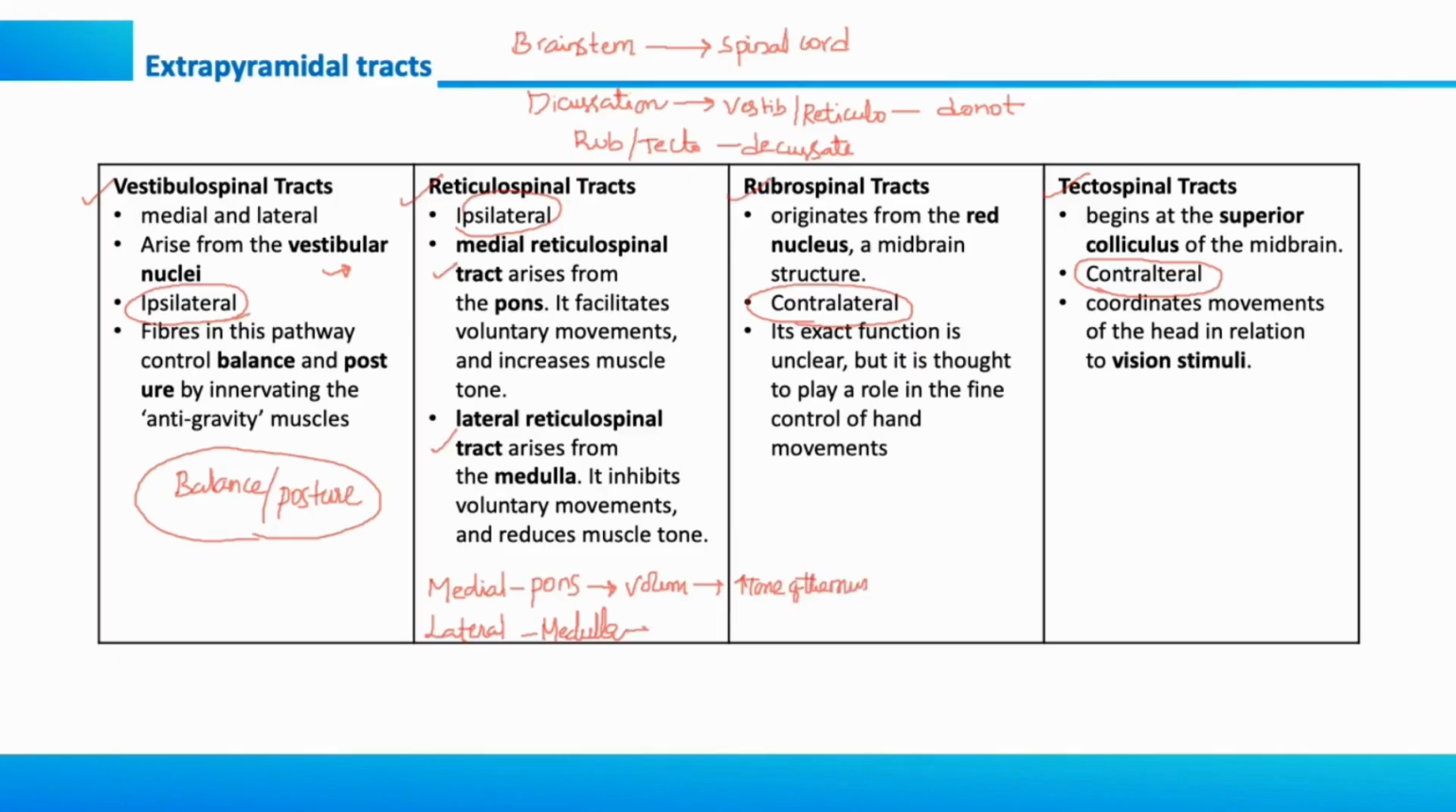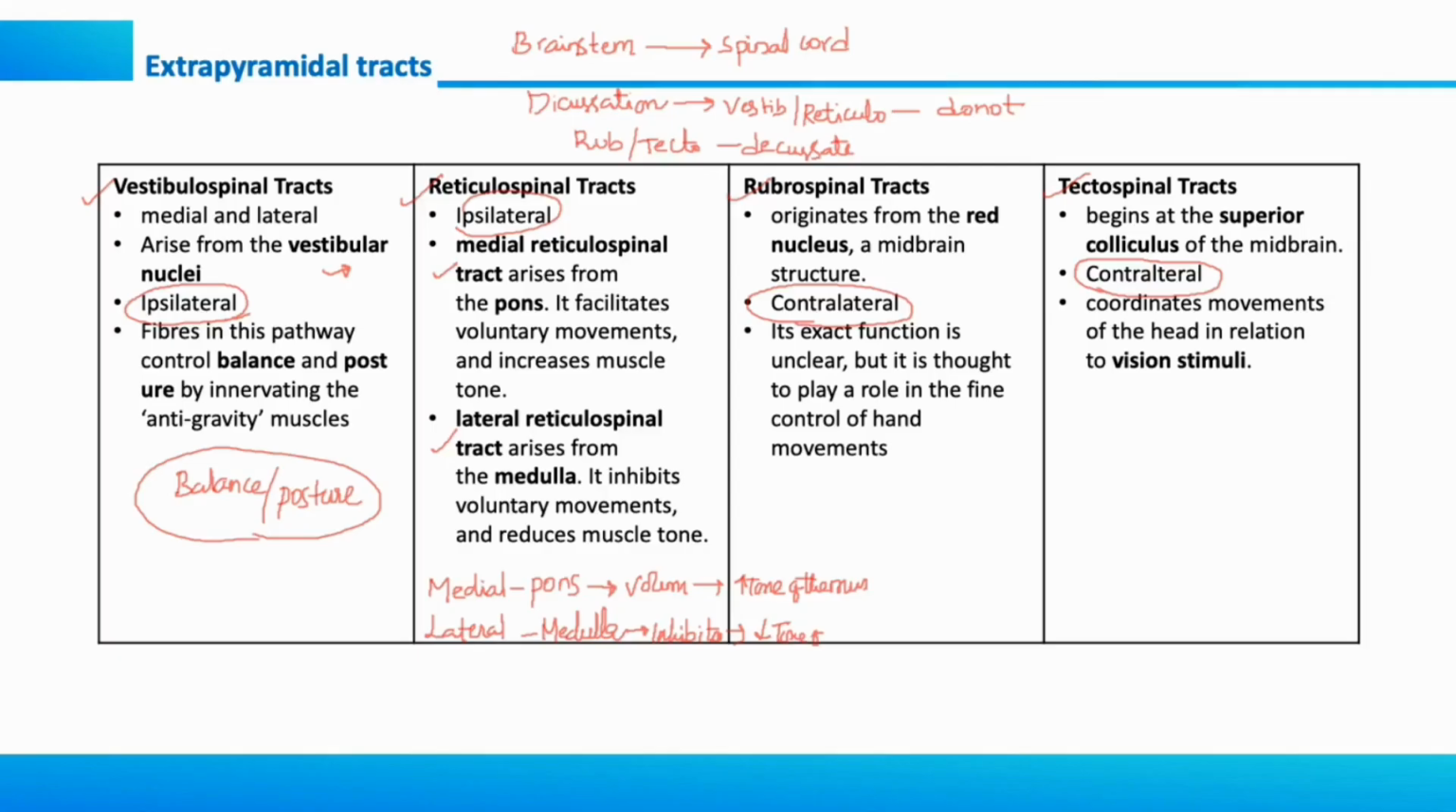Whereas the lateral reticulospinal system, which is arising from the medulla, does not promote voluntary movements. It actually inhibits the voluntary movements of the body, and also it reduces the tone of the muscle.